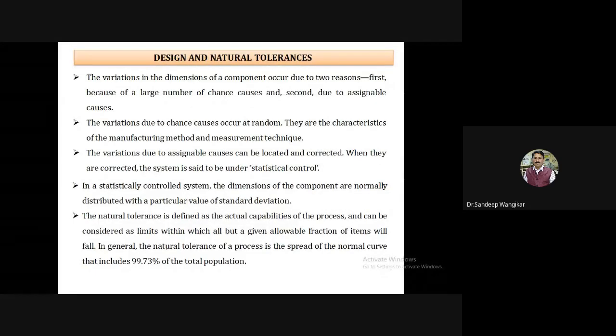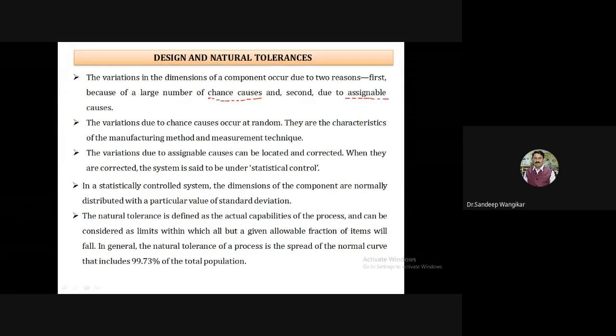Let us move toward the last topic, friends. So design and natural tolerances. The variations in the dimensions of a component occur due to two reasons. First is because of large number of chance causes, and second is assignable causes. So let us discuss what is this particular chance causes and what is this assignable causes. So whenever there will be error in the dimensions, the first reason is the chance causes and the second reason is the assignable causes.